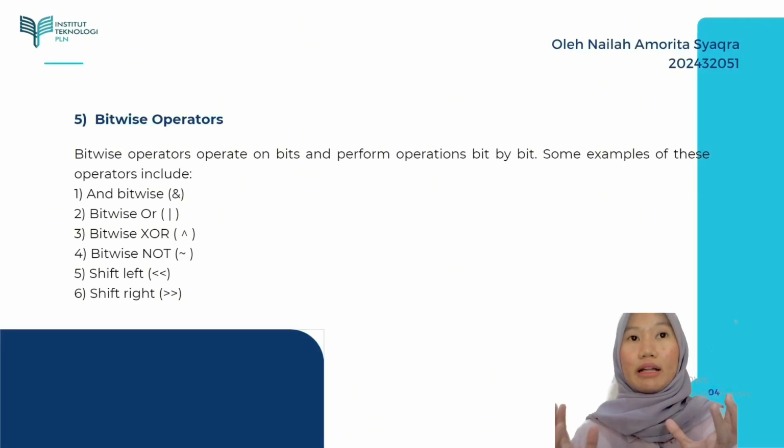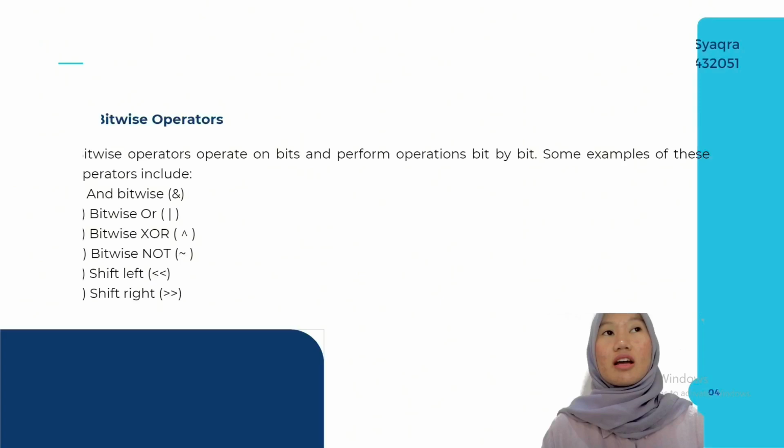And the last type is bitwise operators. Bitwise operators operate on bits and perform operations bit by bit. Some examples of these operators include bitwise AND, bitwise OR, bitwise XOR, bitwise NOT, shift left, and shift right.